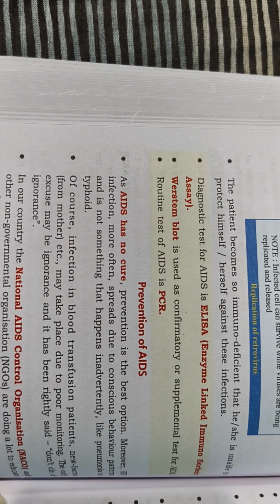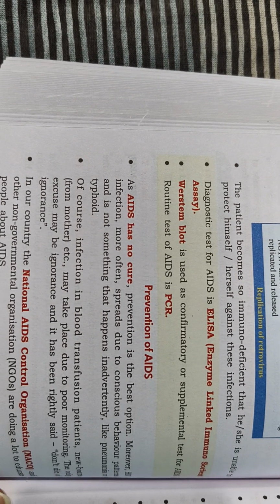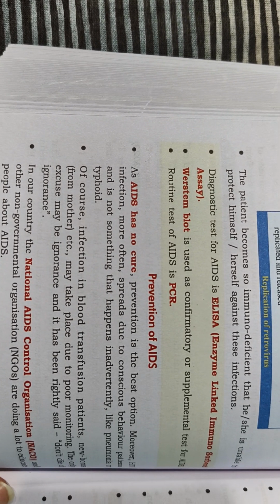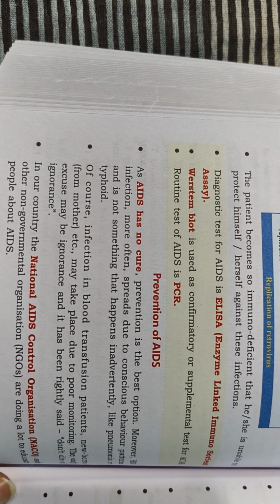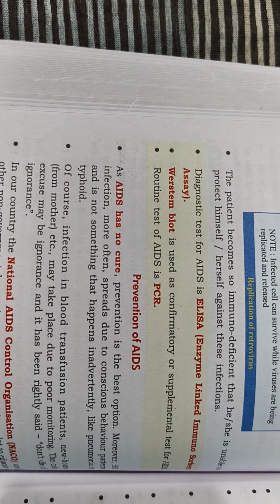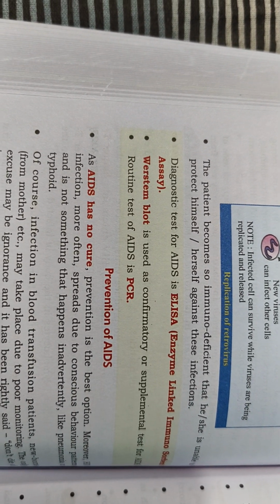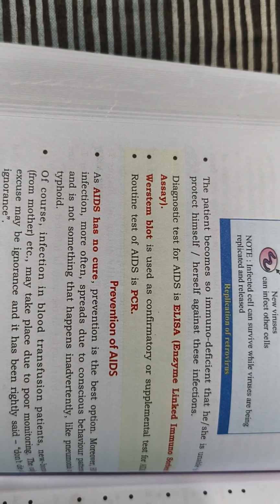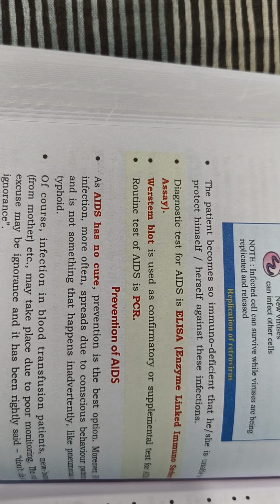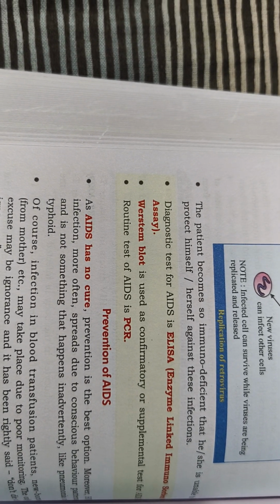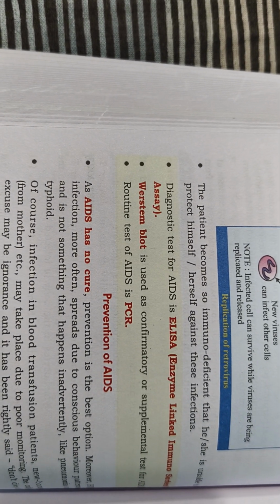Western blotting is used as a confirmatory or supplemental test for AIDS. So first, diagnostic. Again a very, very important question, that confirmatory test. So the diagnostic test is ELISA and the confirmatory test is Western blot. Routine test is PCR. So you don't have to remember only the test, you also have to remember whether it is a diagnostic test, a confirmatory test, or a routine test. So three types of tests are there. Diagnostic test for AIDS is ELISA. AIDS को डायग्नोस किस टेस्ट से कर सकते हैं? ELISA से. और कन्फर्मेशन कौन सा टेस्ट देगा? वेस्टर्न ब्लॉट. And routine test is PCR.